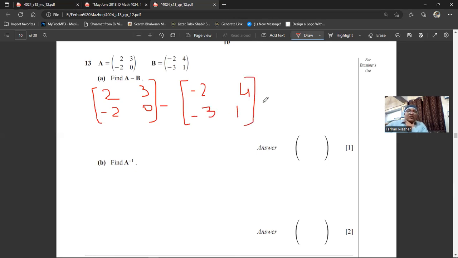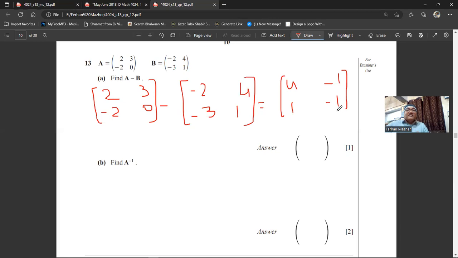Okay, so when you do this calculation, you will get 2 minus 2, this will be 2 plus 2, and that will be 4. 3 minus 4, it will be minus 1. Minus 2 minus 3, that will be minus 2 plus 3, and that will be 1. And 0 minus 1, it will be minus 1. So this is our answer.